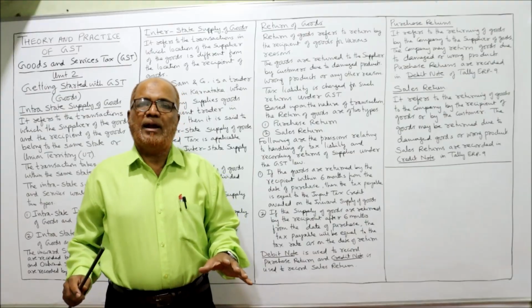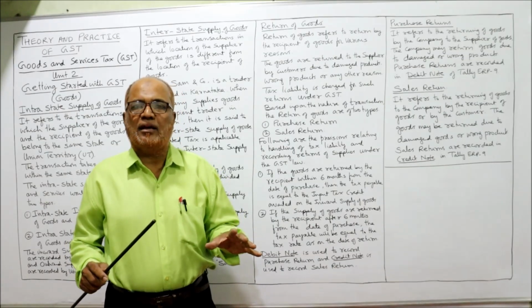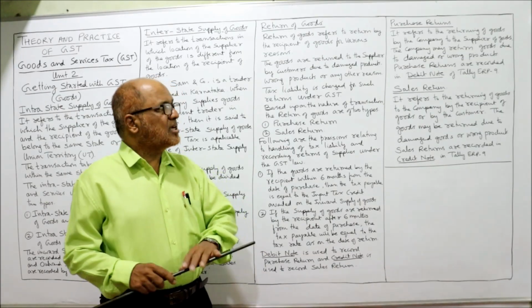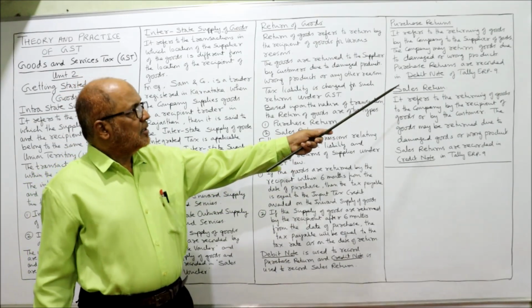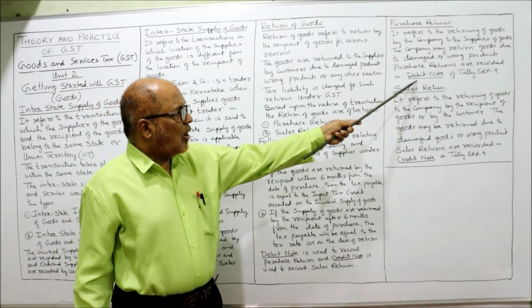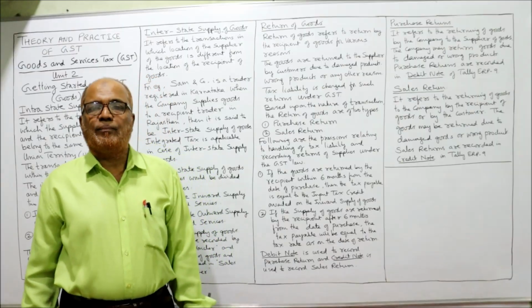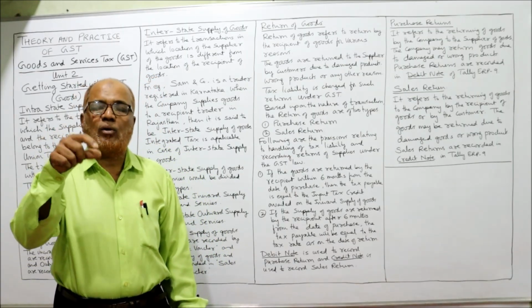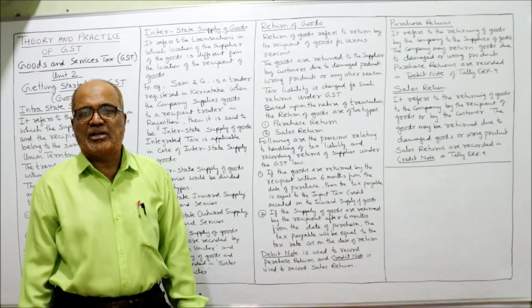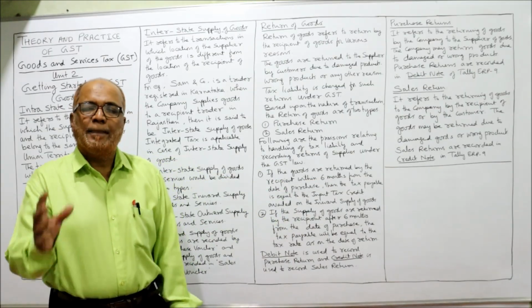When accounts are maintained on Tally ERP 9, there's a drop down option available called debit note. In that debit note, we are going to record the purchase return in Tally ERP 9.